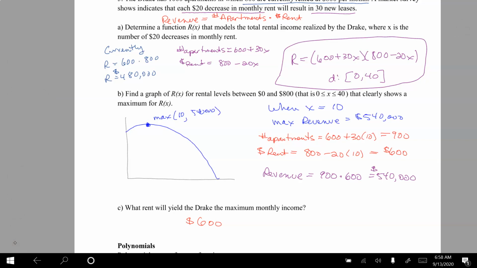is $540,000. I went ahead and figured out how many apartments I would rent out and what the rent should be. And it's 900 apartments at $600 per month. And then 900 times 600 turns out to be my $540,000. And so what should I charge for rent? $600 a month. That would maximize my revenue.